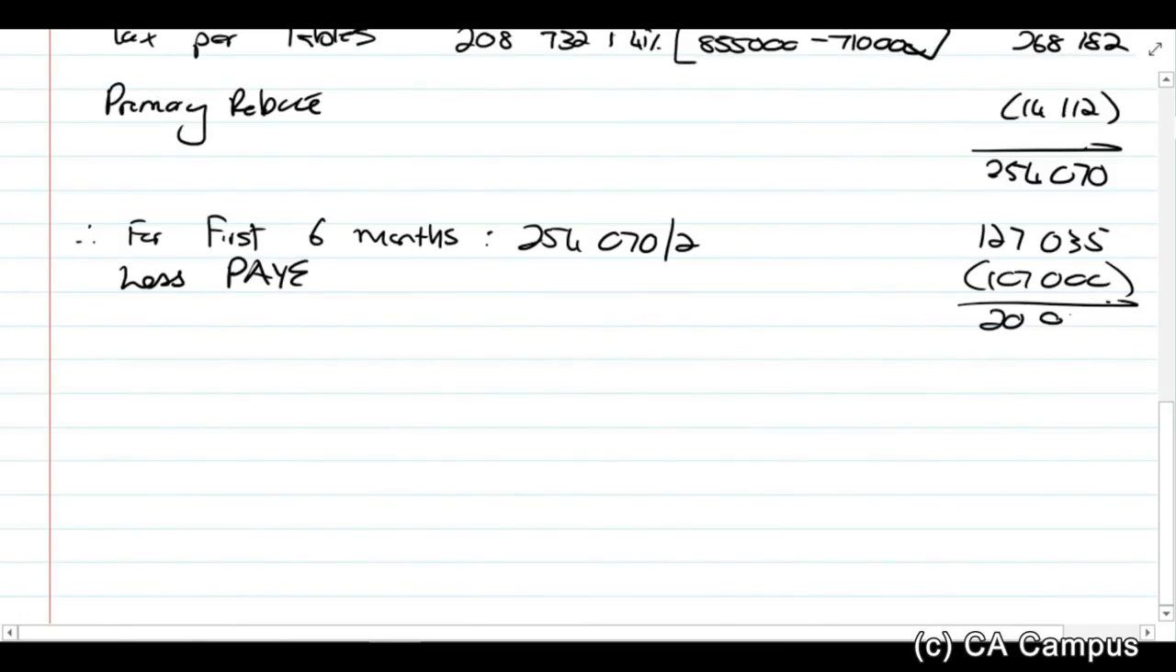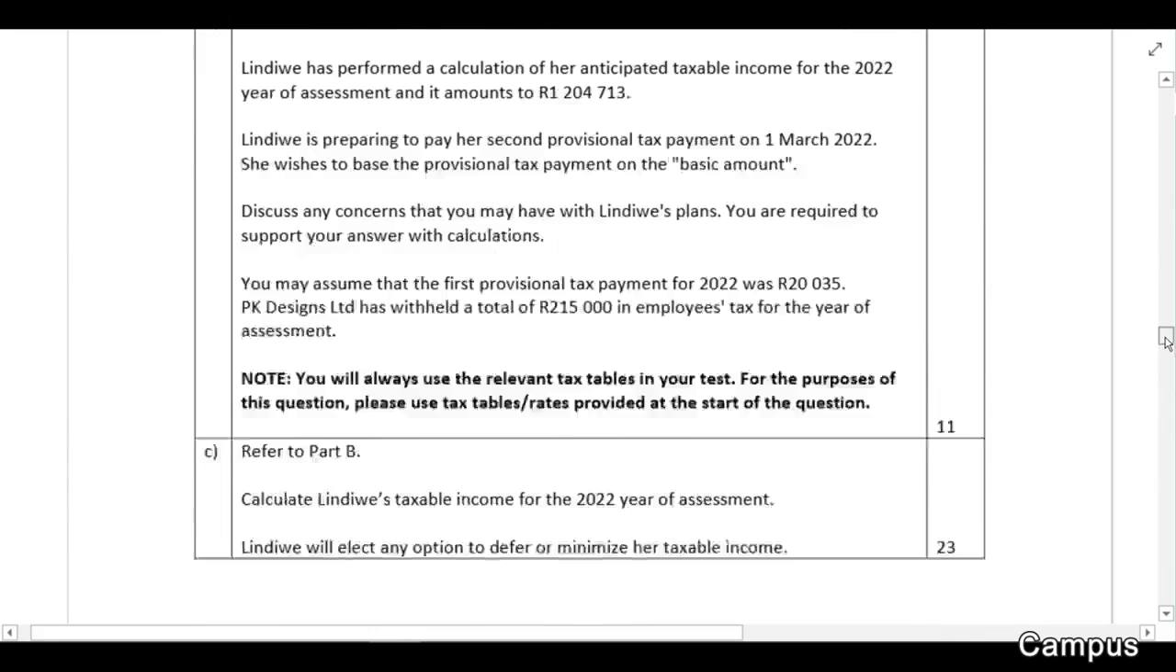So our first provisional tax payment is 20,035. Okay, let's go into number B.